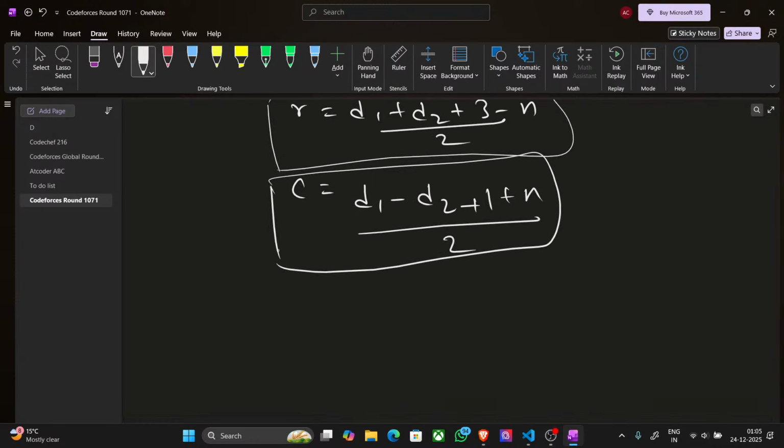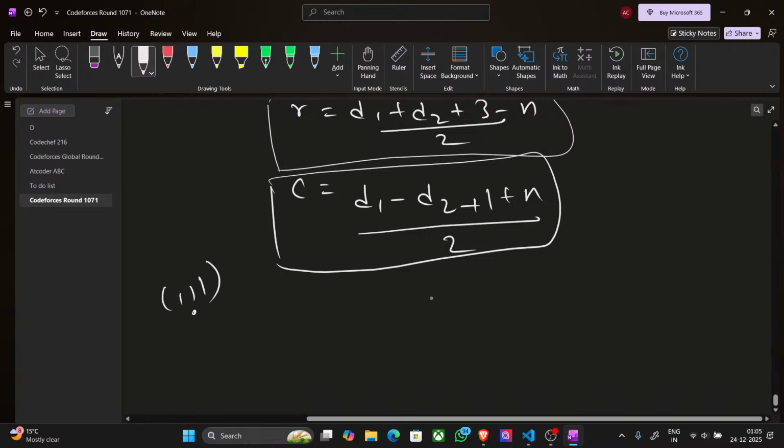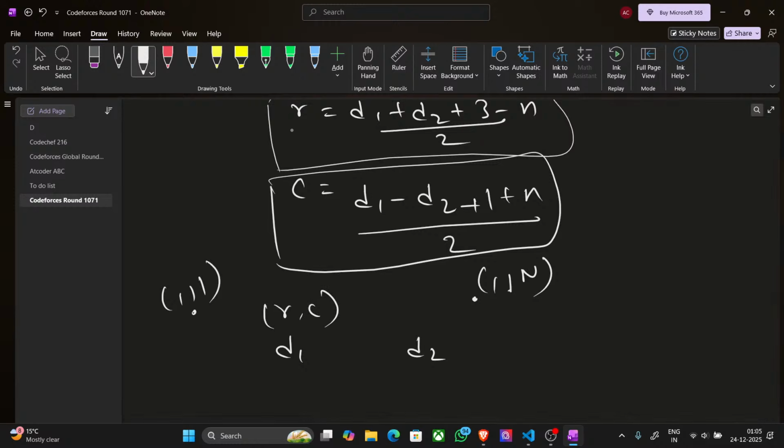Okay. So you just take a query from 1 1, then you take a query from 1 n, and you will get distance 1 and distance 2 for the same particular R comma C. Then you can just find R and C from this particular formula which I have just derived. And after that, you can just find the exact coordinates of each.